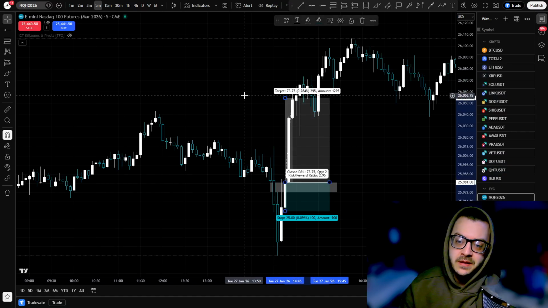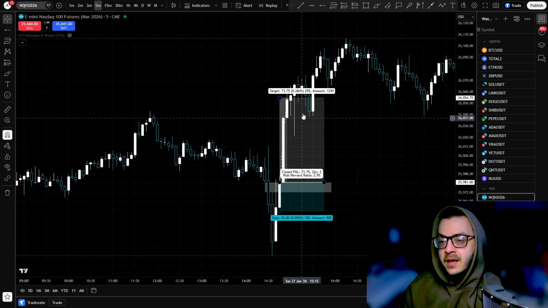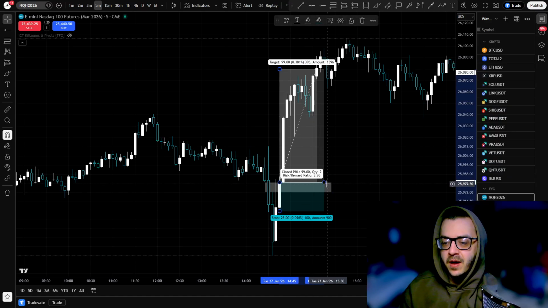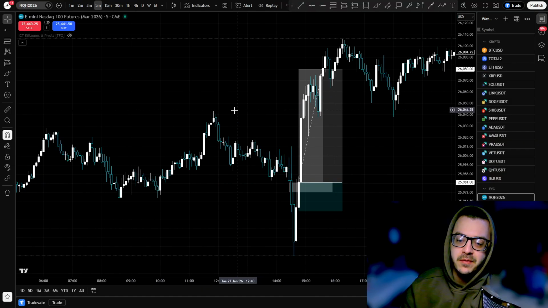I started thinking, okay, once we start chopping around here, when we get the next impulse, I'll start trading again. Next impulse happens, and then I got stopped on this one for about a 4-1. So I made about $300 or $400 per account on this trade.